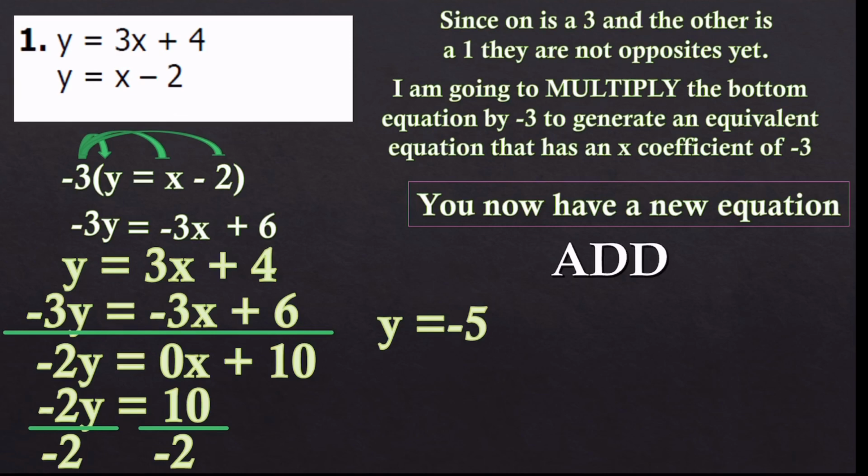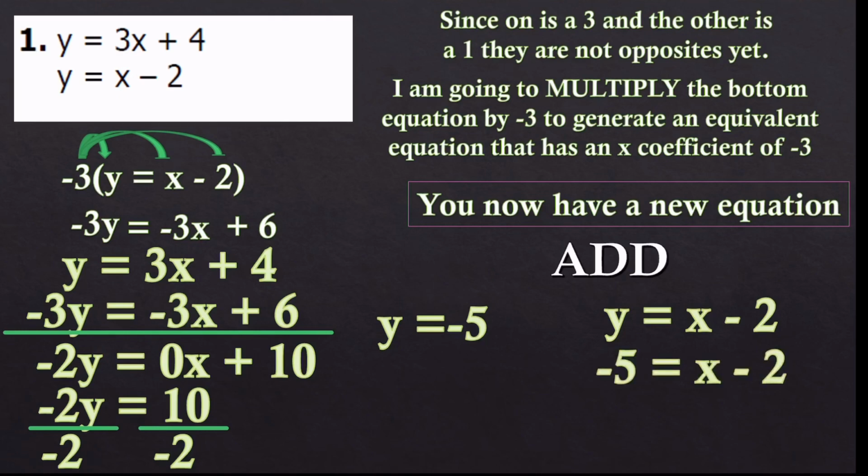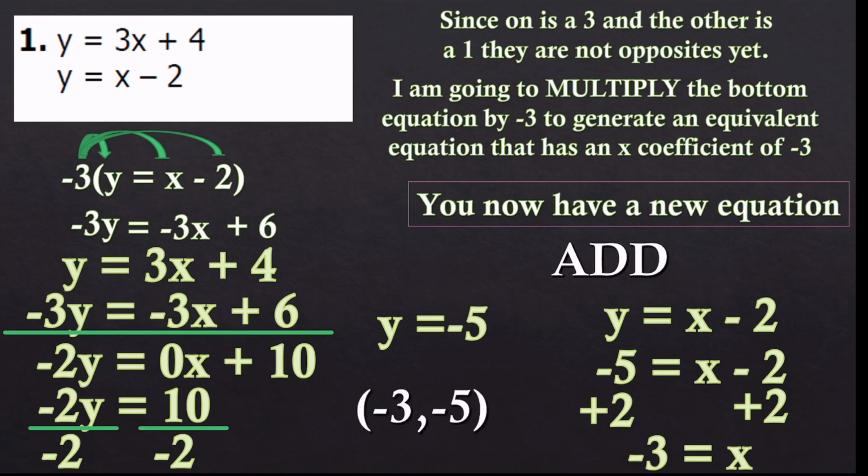Go plug that value back in to one of the original equations. I'm going to pick this one because for me it's easier. So I replace y with -5. Add 2 to both sides so that I get x equals -3. Therefore, the solution to this problem is -3, -5.